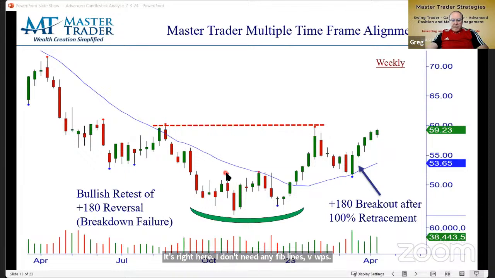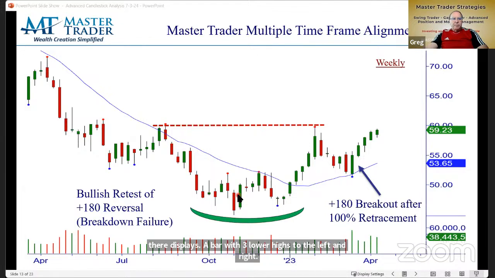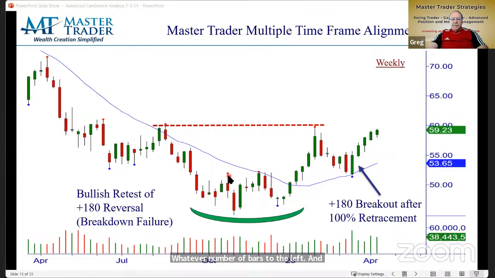And that red dot there displays a bar with 3 lower highs to the left and right. We call it a pivot. Some platforms call them fractals. It's a fancy name for a bar with whatever number of bars to the left and right that you want it to say. So if you have a platform and they call it fractals, or if they call it a pivot, you just set it to number 3 and it'll put a dot or a triangle or some kind of mark on the top of that bar.